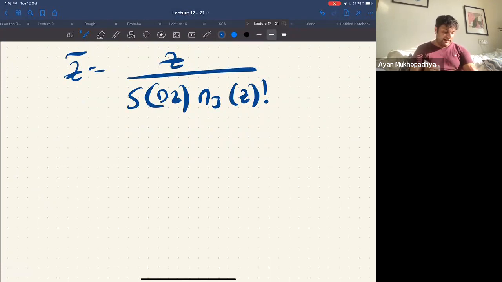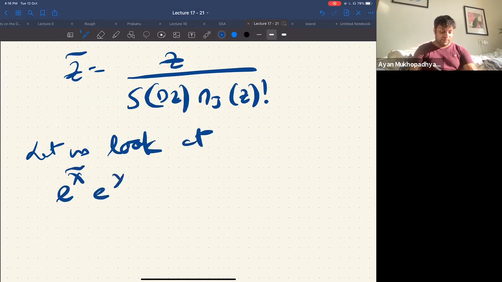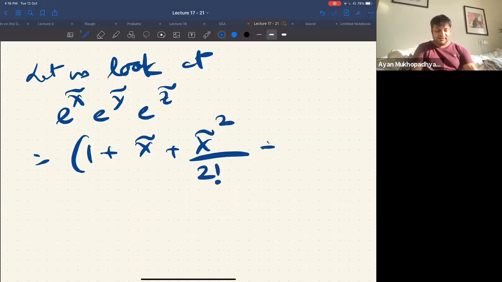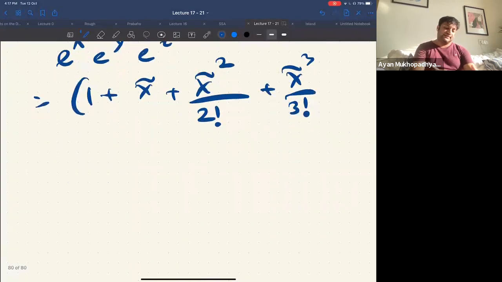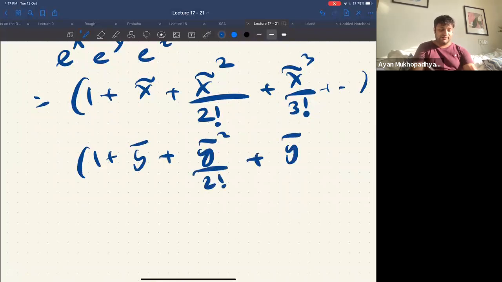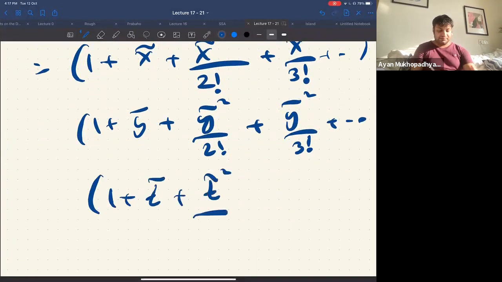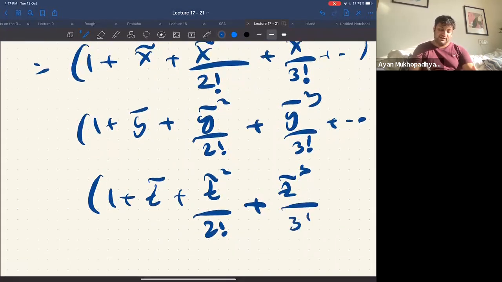Let us look at the following expression: e to the power X tilde, e to the power Y tilde, e to the power Z tilde. What do I get? If I write it down, I get 1 plus X tilde plus X tilde squared over factorial 2 plus X tilde cubed over factorial 3, and so forth, and 1 plus Y tilde plus Y tilde squared over factorial 2 plus Y tilde cubed over factorial 3, and so forth, and 1 plus Z tilde plus Z tilde squared over factorial 2 plus Z tilde cubed over factorial 3, and so forth.